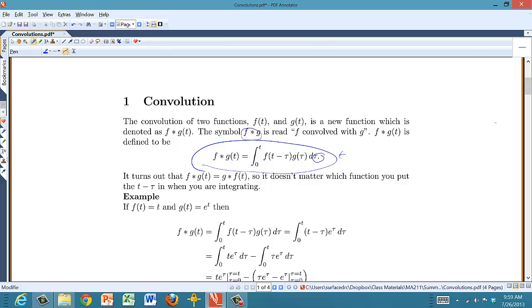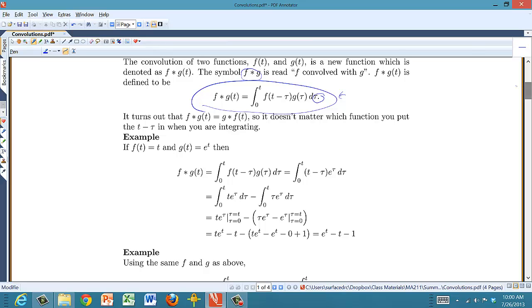It turns out that f convolved with g is the same thing as g convolved with f, so it doesn't matter. You can go ahead and put this t minus tau into the f, or you can put it into the g when you're doing the integration. It doesn't matter which way you do. You usually just put the t minus tau into the simpler of the two functions to make the integration easier.